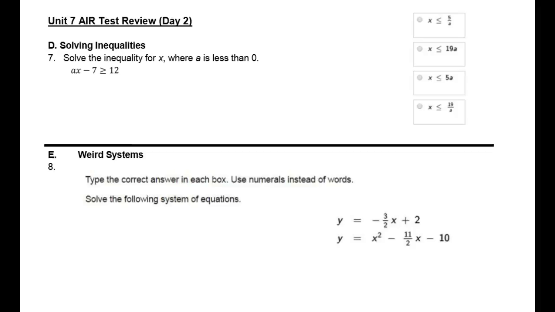This problem should look pretty familiar because we did a problem like this in the Day 1 packet. It says solve the inequality for x where a is less than 0. This means that a is a negative number.